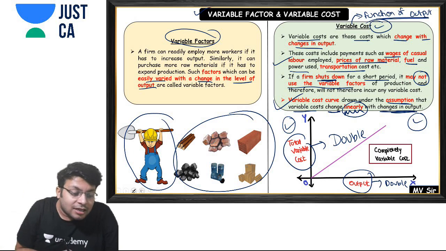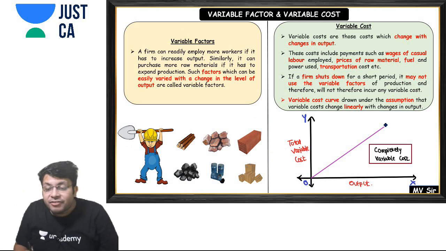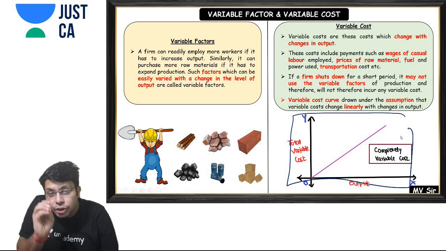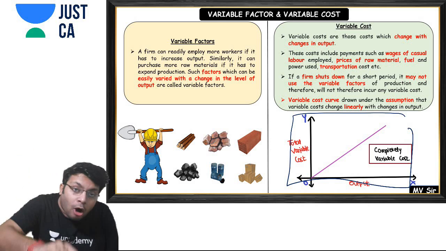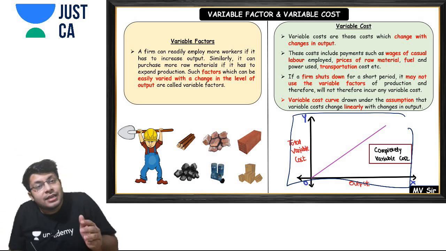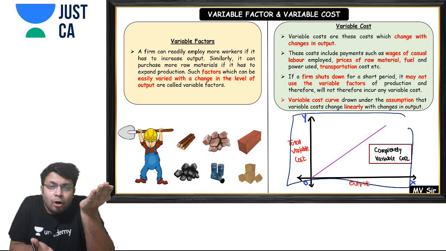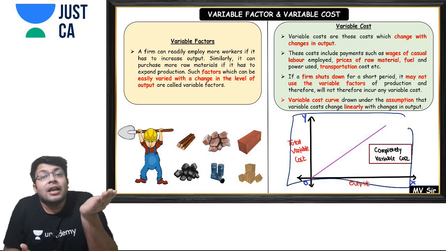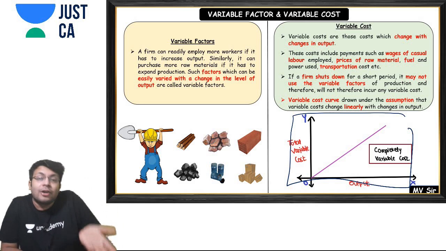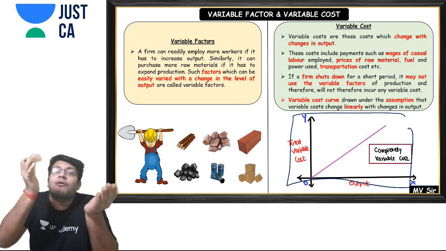So, sir, does this happen every time? No. While making this graph, they have assumed it. It doesn't happen always. It can happen, it cannot happen. If you increase your output, your variable cost will definitely increase, but it is not necessary that it will increase linearly, that if you double your output, your variable cost will exactly double.